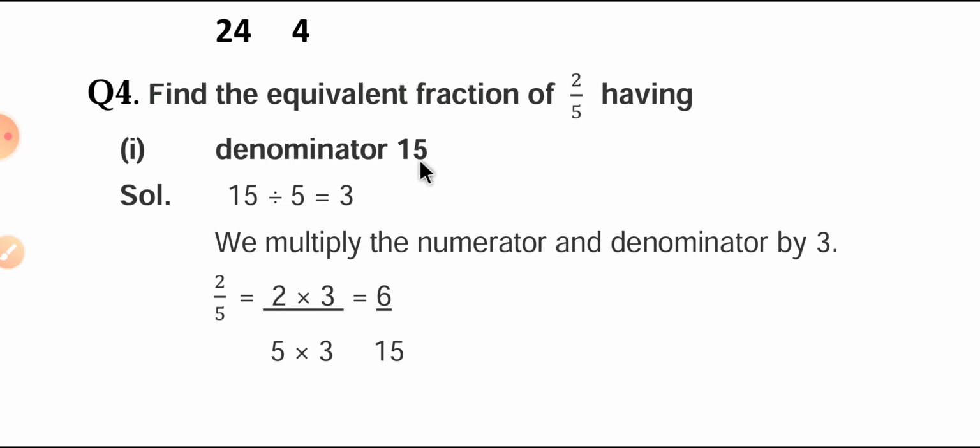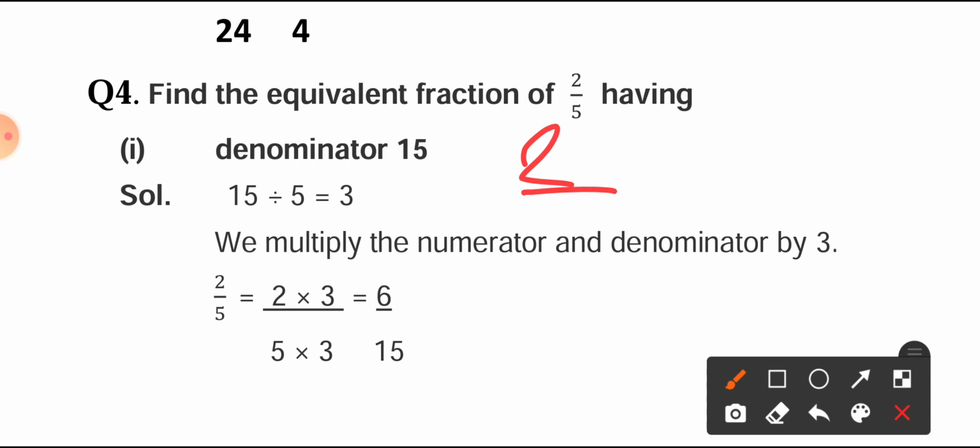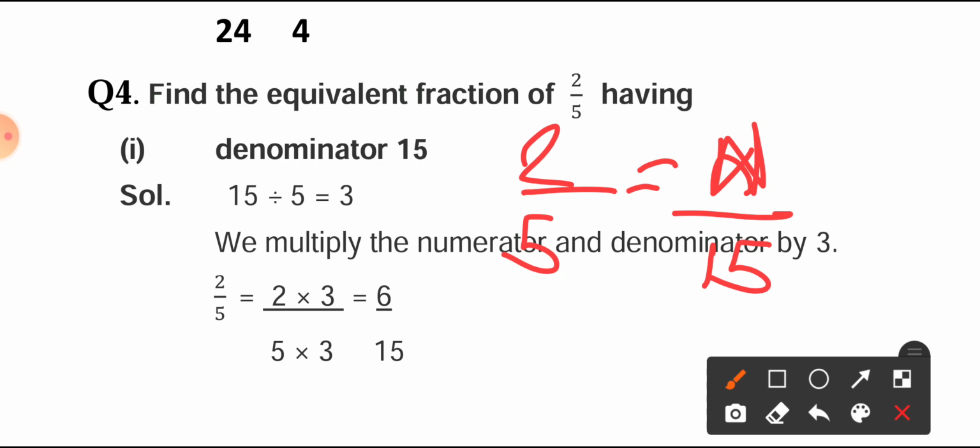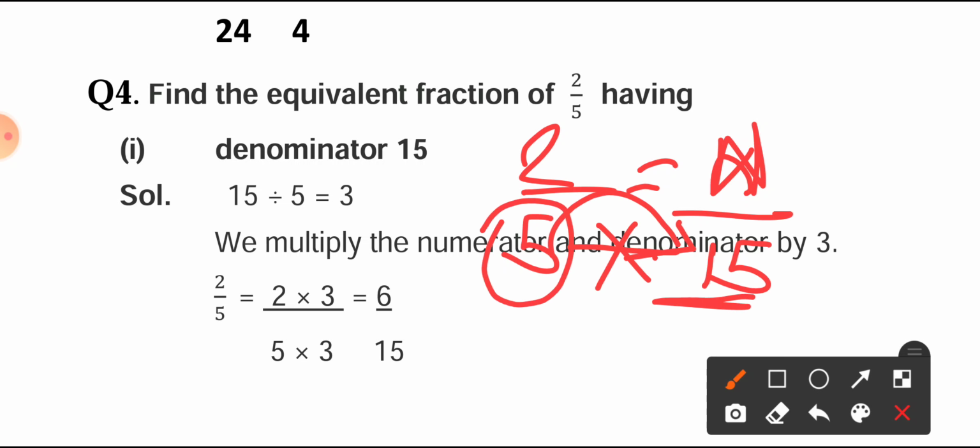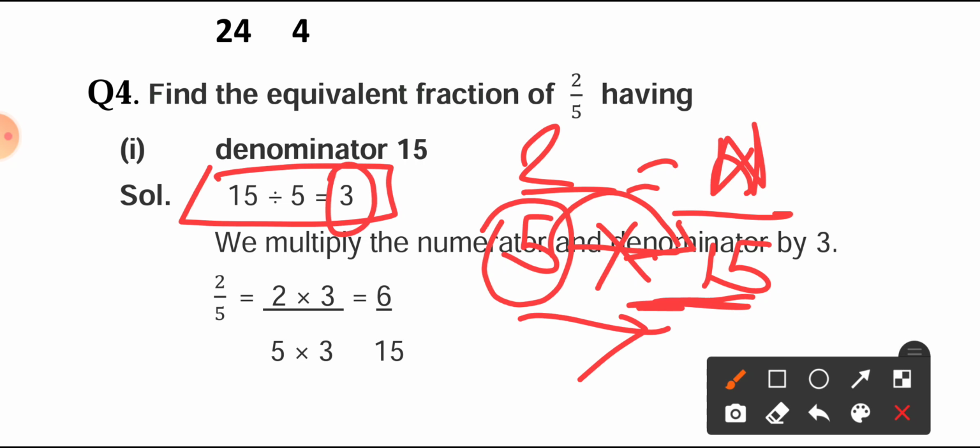So how can you find it? Already 2 by 5 is given and we have to find the numerator, and the denominator is given as 15. It means by which number should we multiply or divide so that in place of 5 we can bring 15. For that, the denominator here is given as 15 and here 5. So one thing you have to do is divide 15 by 5. Divide 15 by 5, the answer is 3. So we multiply both numerator and denominator by 3.